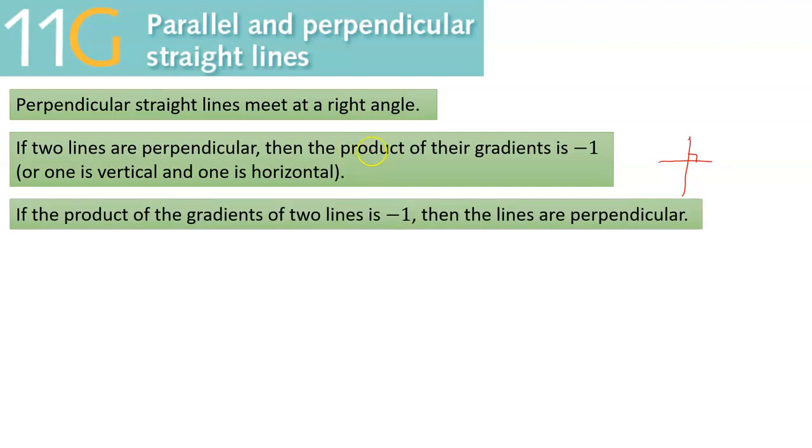The converse of this is if the product of the gradients of two lines is -1, then the lines are perpendicular.